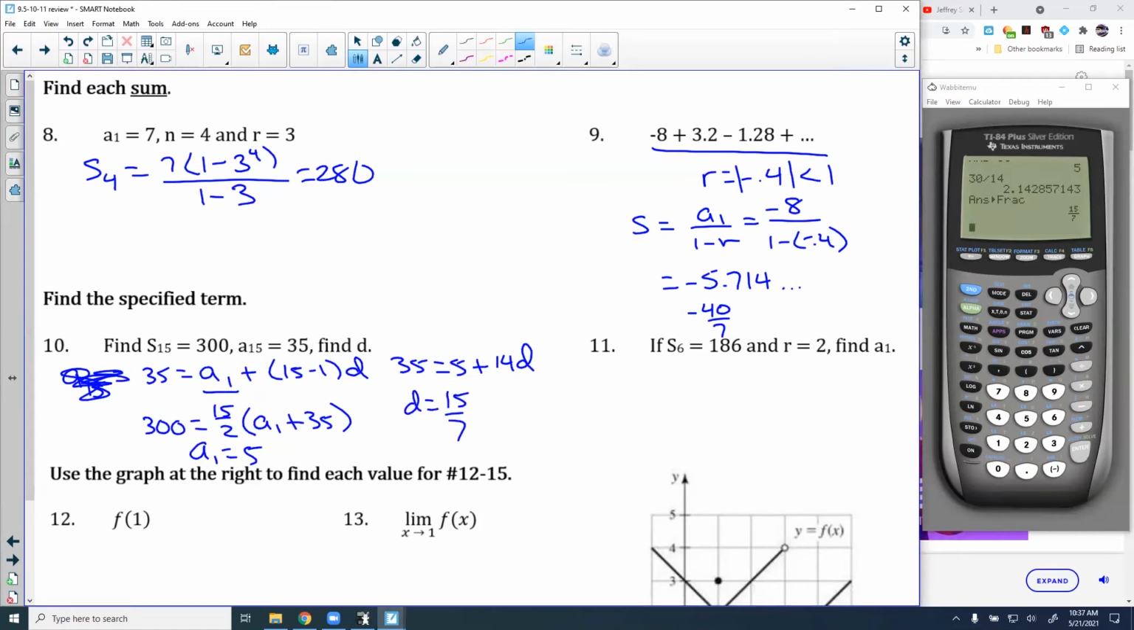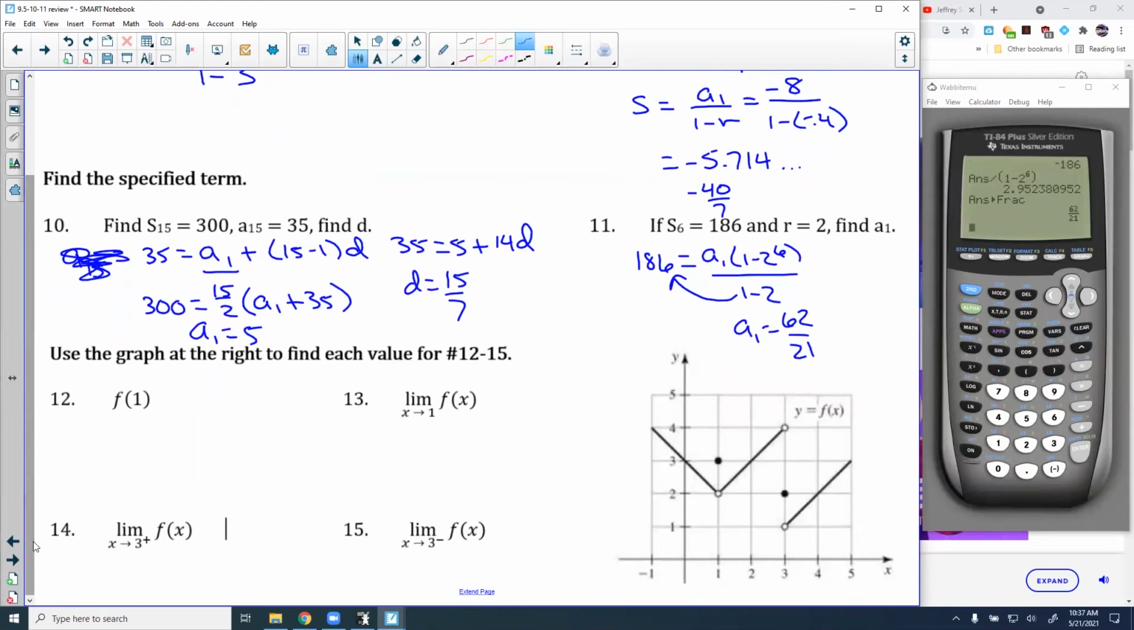If S sub 6 is 186 and r is 2, find a sub 1. So the sum, 186, equals a sub 1 times 1 minus 2 to the 6th over 1 minus 2. So let's go, 186. We're going to multiply by -1. So I'm going to get that -1 over here. That's negative 186. And then we'll divide by 1 minus 2 to the 6th. And is that a nice fraction? 62 over 21. So a sub 1 is 62 over 21.